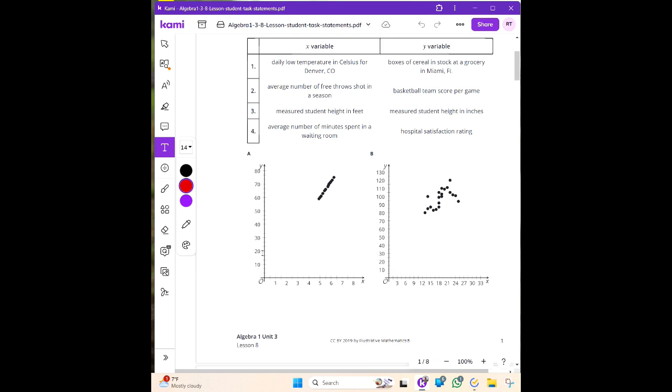Measured student height in feet, measured student height in inches. Our x variable and our y variable are going to have a direct correlation between those, just because you're basically just converting one to another.